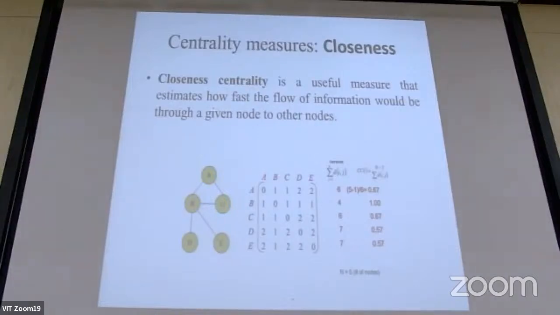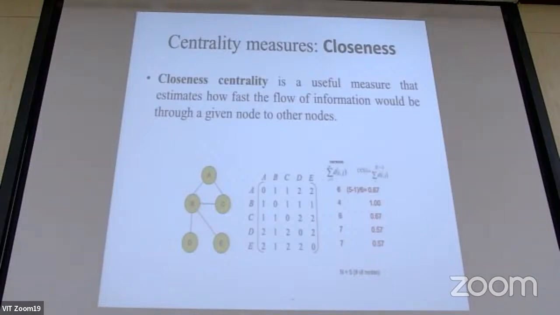5 nodes. So A, B, C, D, E across the page, A, B, C, D, E listed down the page. So A to A, is there any distance? No, at all. So it is 0. A to B, A can be reached from B with just one edge. So 1. A to C, 1. A to D, A, B, D. 2 edges are there. So 2. A to E, 1, 2. 2 edges. Okay. So that's how we identify the path between the nodes and you fill up this matrix.